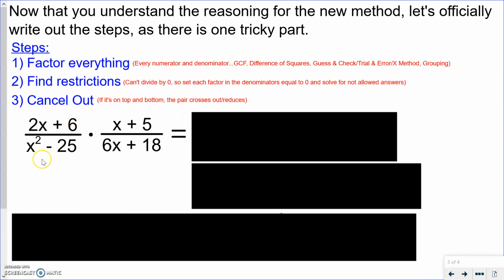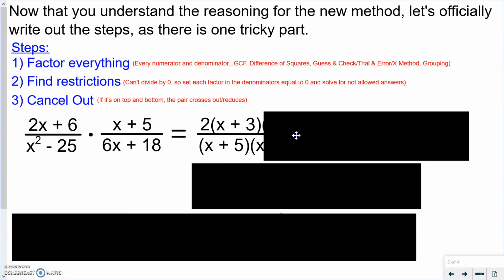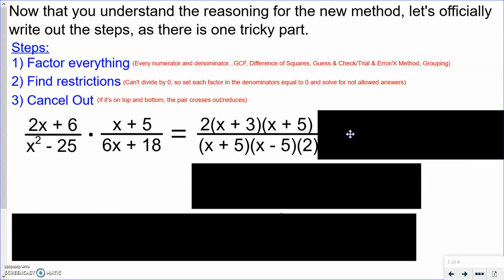2x plus 6 over x squared minus 25 times x plus 5 over 6x plus 18. So first, factor 2x plus 6. I see this is GCF. I can pull out a 2. What's left over would be x plus 3. I can't do anything more with that. Then on top, that x plus 5 has no GCF. It's linear. It stays the same. And I put it in parentheses, so that means it's being multiplied.